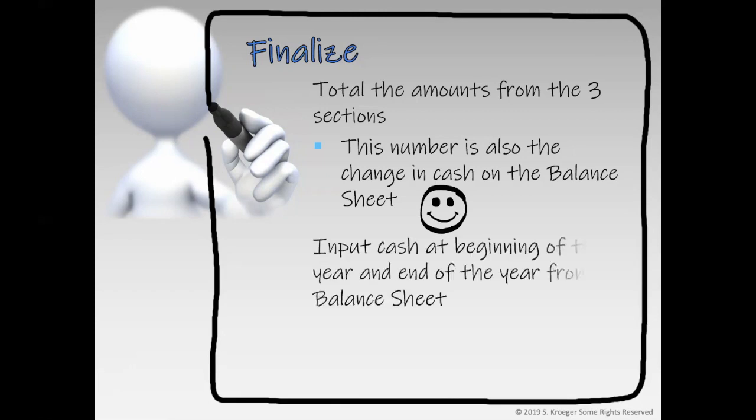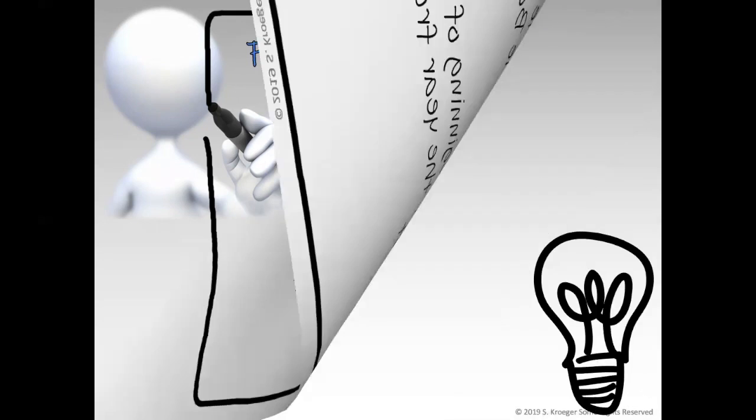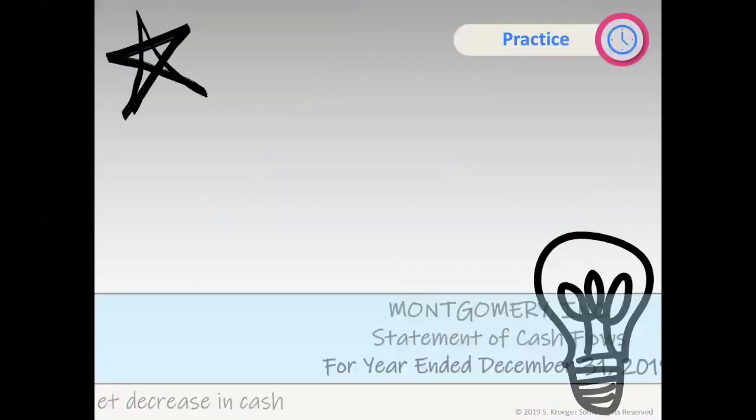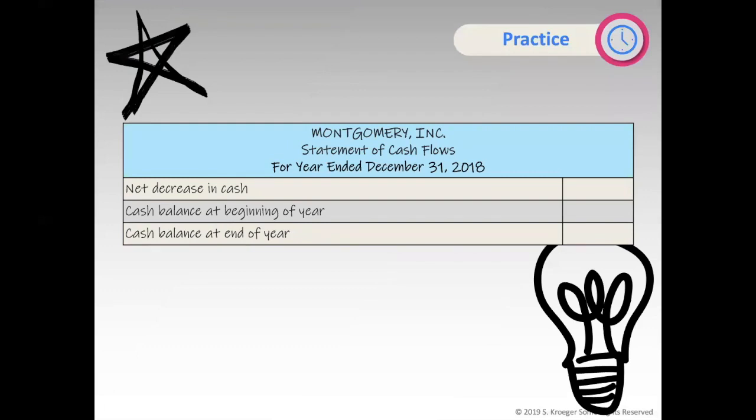The final two lines are the cash at the beginning of the year and end of the year. We also get this information from the cash line on the balance sheet. This is the final piece to our classwork problem. We just need to total the three sections, then input cash from the beginning of the year and end of the year. Let's first total the three sections.